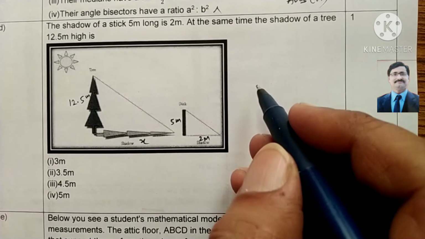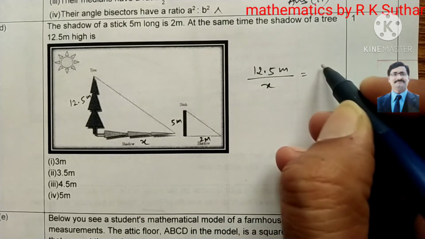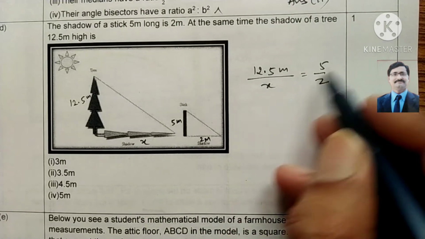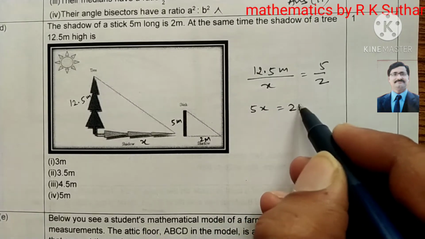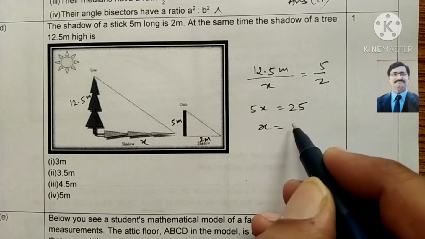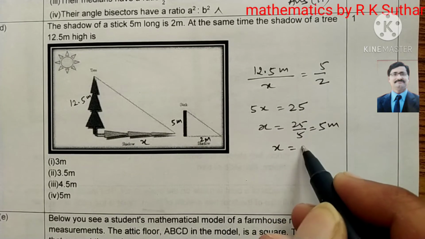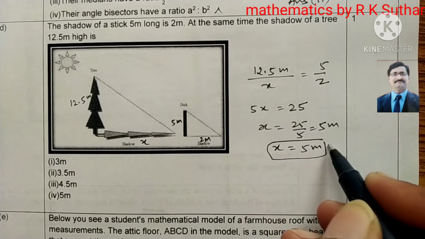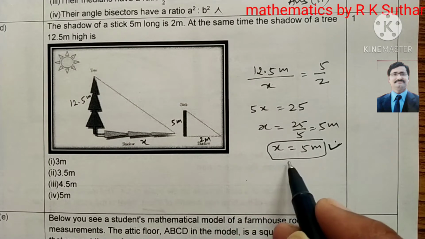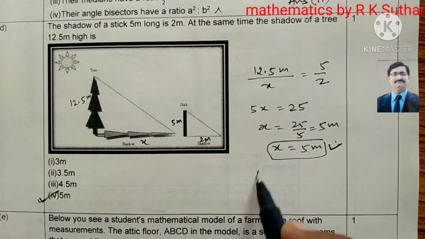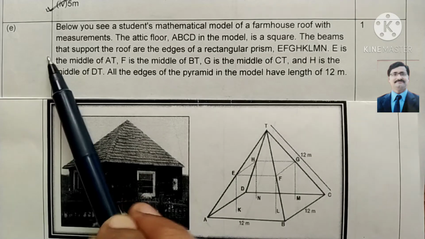So here this ratio will be equal, means we can write 12.5 meter upon x equal to 5/2. Now we do cross product. 5x equal to 12.5 into 2, we get here 25. So x will be equal to 25/5, means we get 5 meter. All of you understand this? So we get x equal to 5 meter, means the length of the shadow is 5 meter. So the answer is 4. All of you understand?